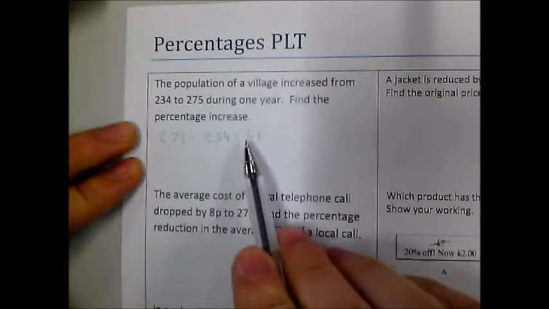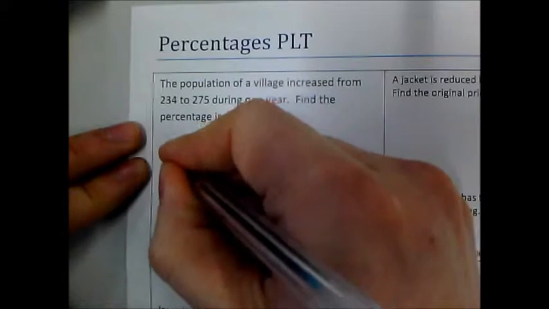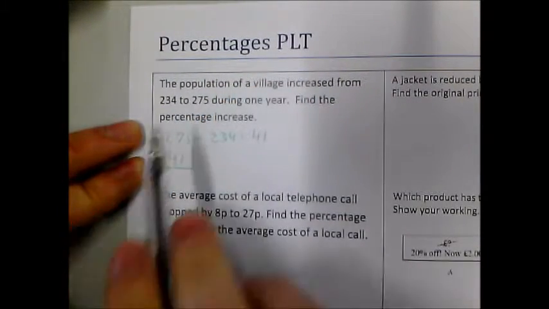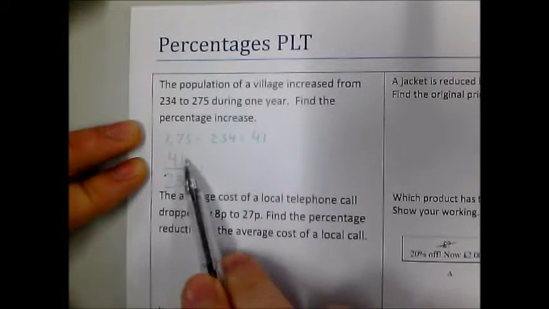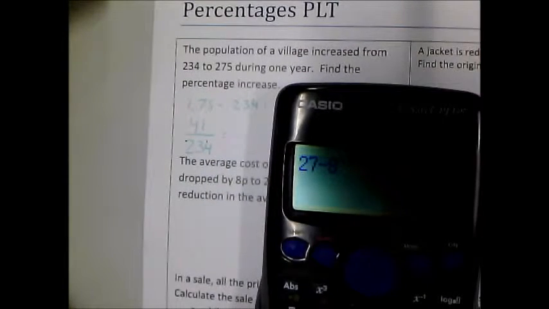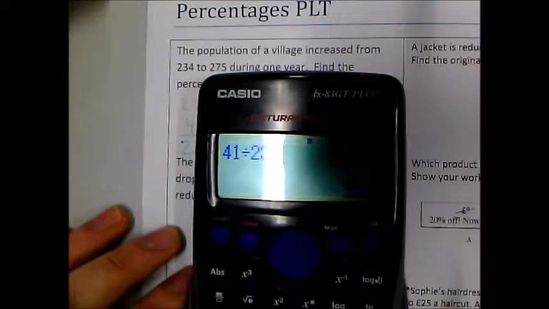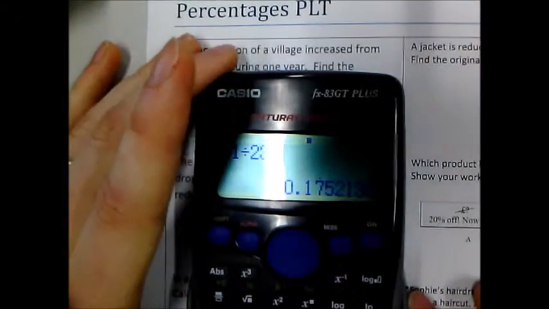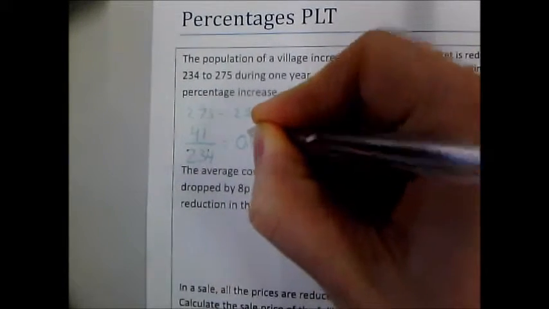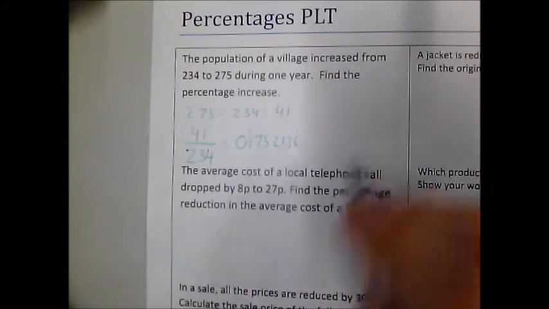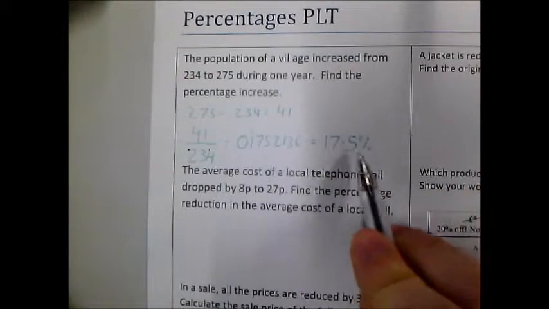Okay, so we now want this as a percentage of the original. So we're going to write this as a fraction of the original first. So it's gone from 41 out of 234. If we change that to a decimal by doing 41 divided by 234, on our calculator we get 0.1752136 recurring. But we want that as a percentage, so we'll multiply that by 100 and we get 17.5% to one decimal place.